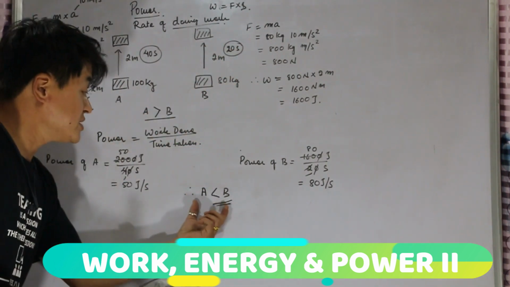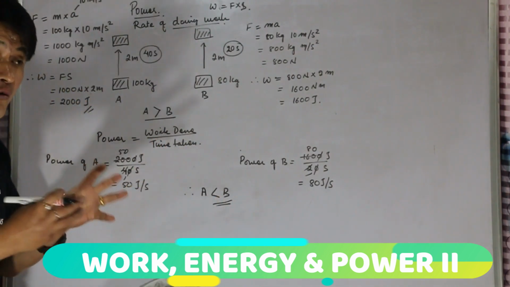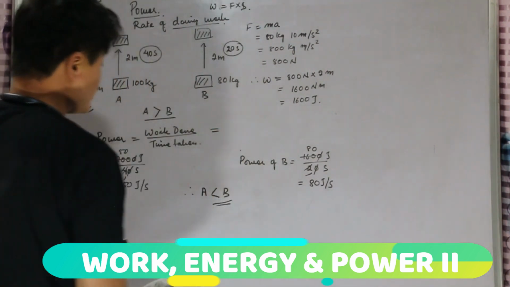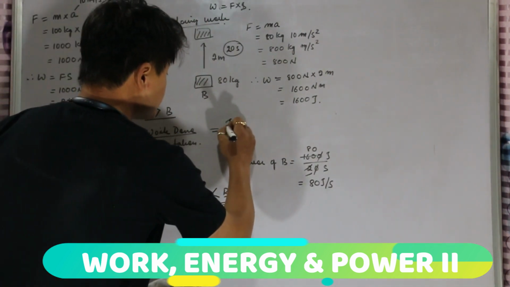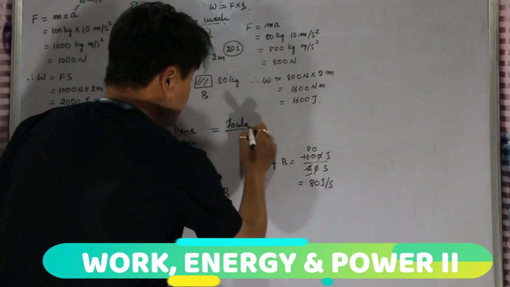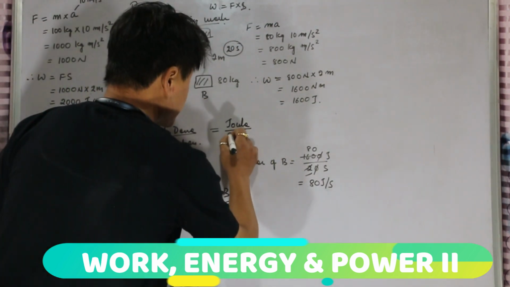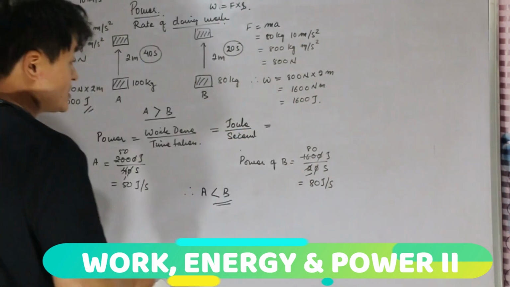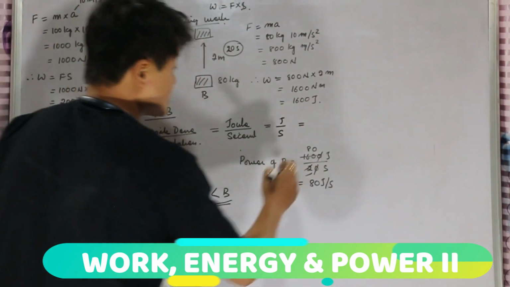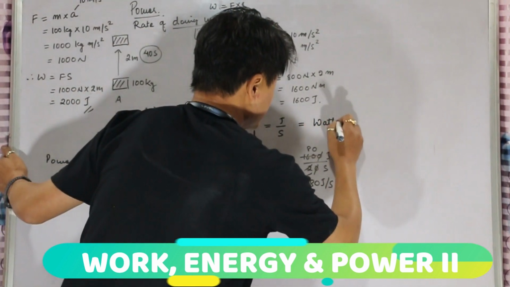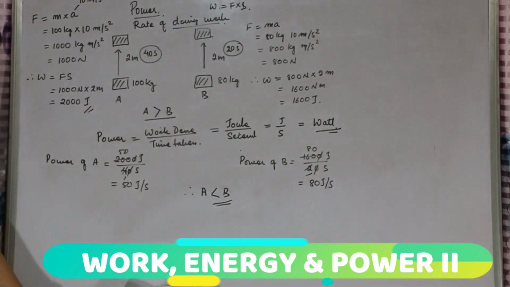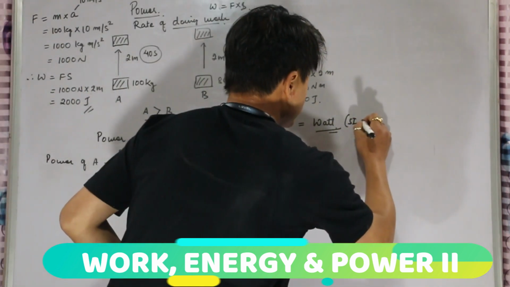So, power is the rate of doing work, how fast the work is being done. What is the unit of power? We know that the SI unit of work is the joule, and the SI unit of time is the second, so the unit is joules by second. That means joules per second is equal to watt. Therefore, watt is the unit of power. This is the SI unit.